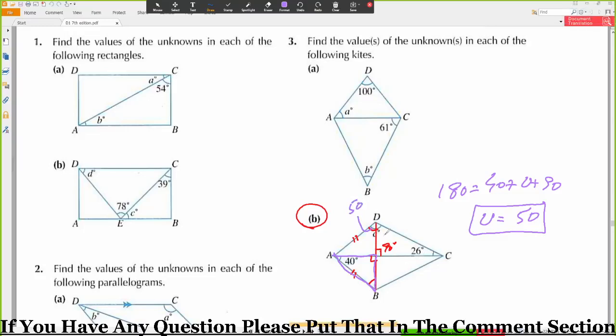Okay, now we need to consider the bottom. So this angle is 90, this is 26, and this is unknown. So this will be 180 minus 26 minus 90. So the unknown angle will be equal to 64. So this angle will be equal to 64. So your C angle will be equal to 64 plus 50. That will be equal to 114. This will be your final answer.